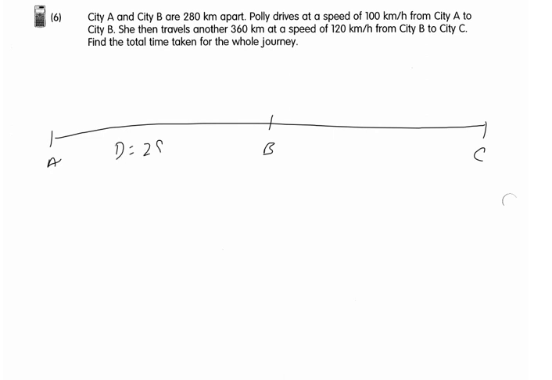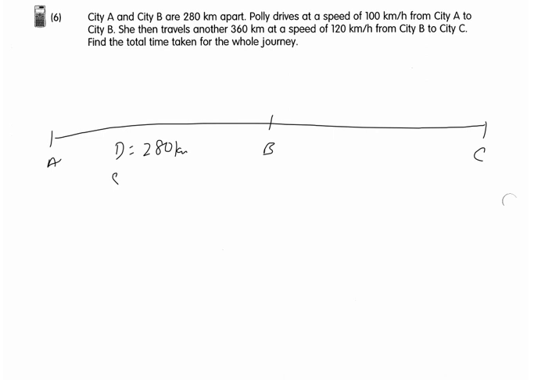Okay, city A and city B are 280 km apart. There's two cities. Polly drives at a speed of 100 km per hour from A to B. She then travels another 360 km at a speed of 120 km per hour from B to C. Always summarize your information. Okay, I know I have three cities, A, B, and C. You know that you don't need to draw to scale, okay? Right? It's just a rough estimate. So A and B is 280 km apart. So distance is equal to 280 km.